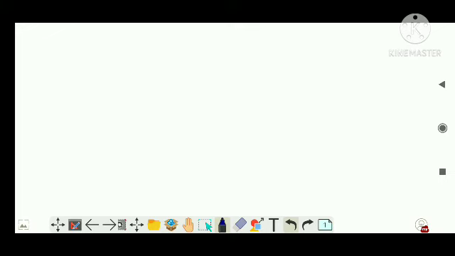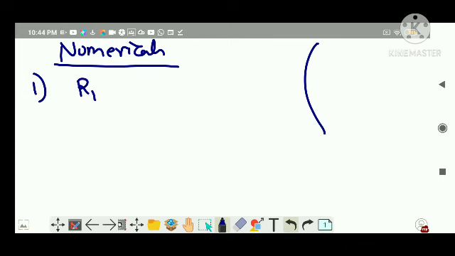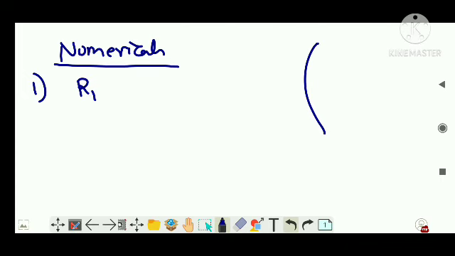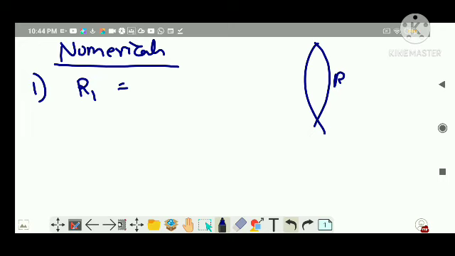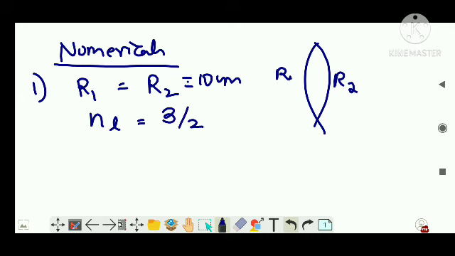Now let us move on with the numerical section. You are given a biconvex lens. That is the first question, guys. Let's say the first surface is R1, and this surface has radius of curvature R2. Both of them are equal: R2 is equal to 10 centimeter. And let's say the refractive index of the glass of the lens is 3/2, in air.